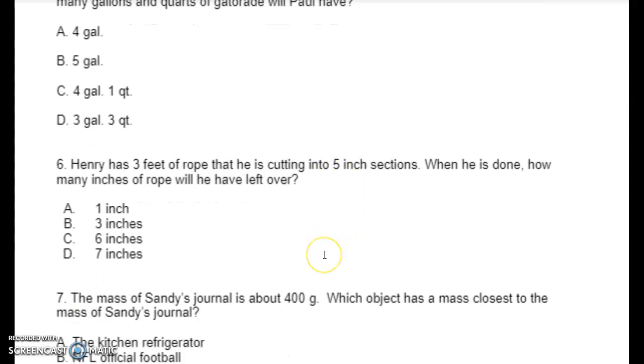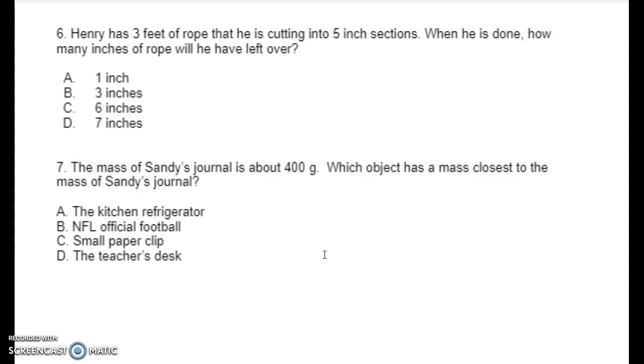Number 6. Henry has 3 feet of rope that he is cutting into 5-inch sections. When he's done, how many inches of rope will he have left over? A. 1 inch. B. 3 inches. C. 6 inches. D. 7 inches.